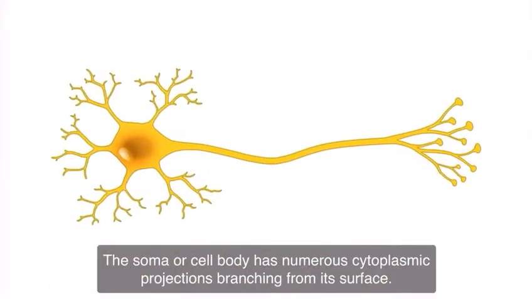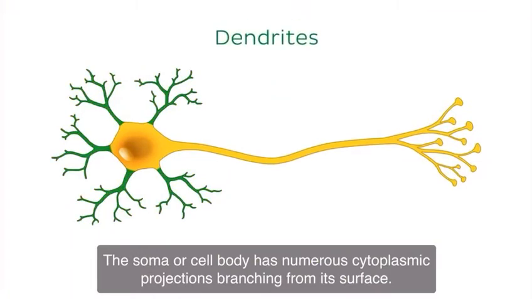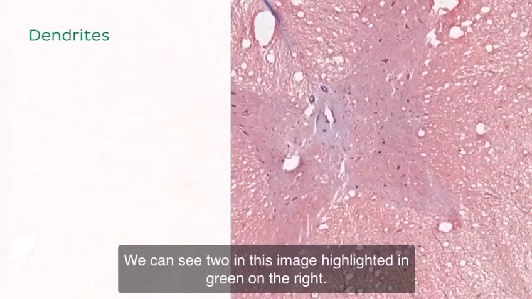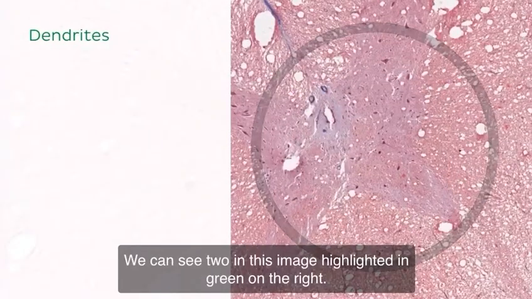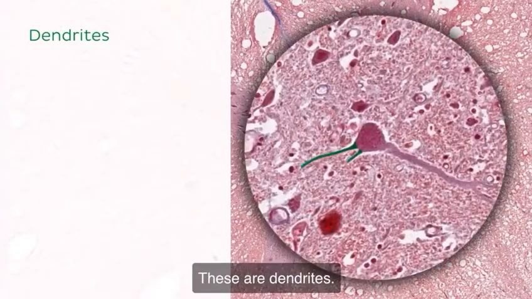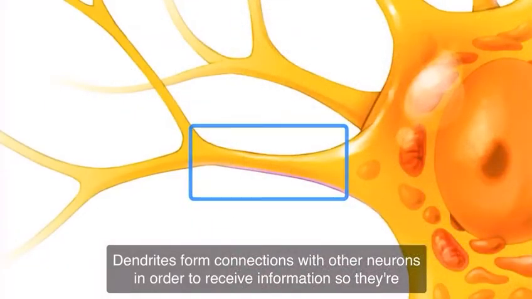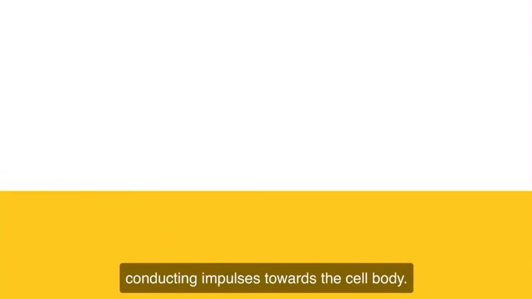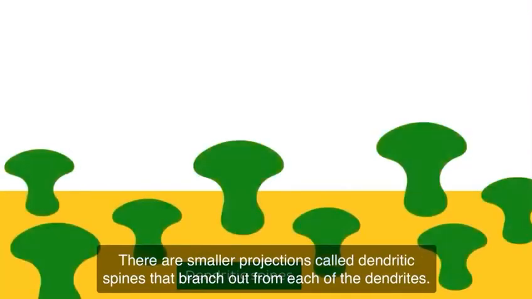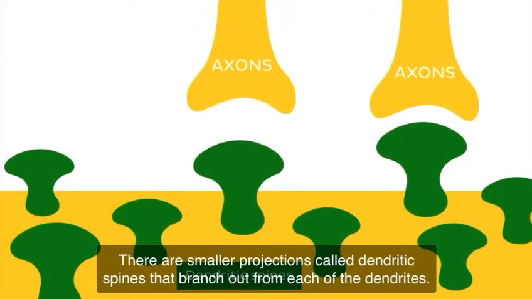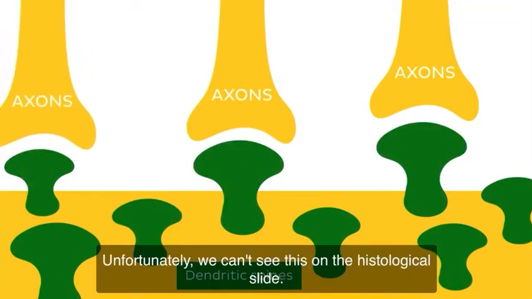The soma, or cell body, has numerous cytoplasmic projections branching from its surface. We can see two in this image highlighted in green on the right. These are dendrites. Dendrites form connections with other neurons in order to receive information, so they're conducting impulses towards the cell body. There are smaller projections called dendritic spines that branch out from each of the dendrites. Unfortunately, we can't see these on the histological slide.